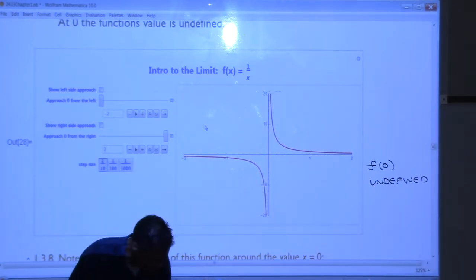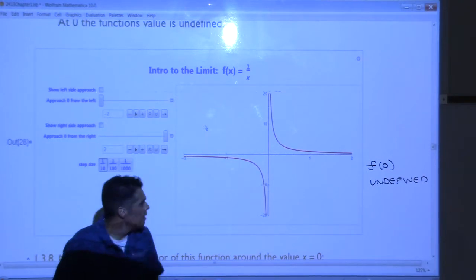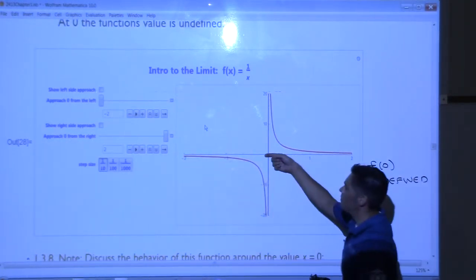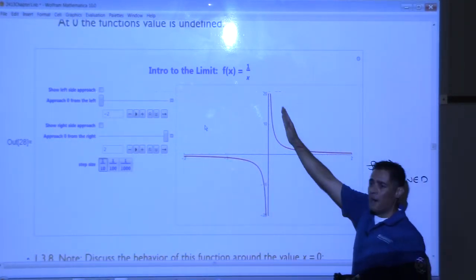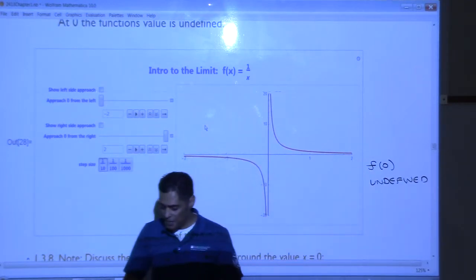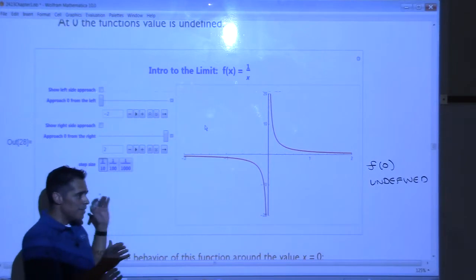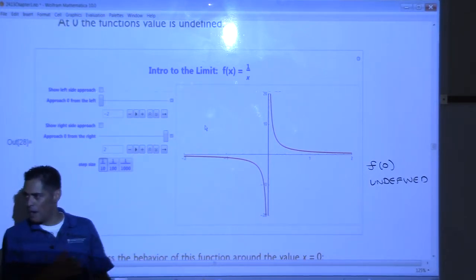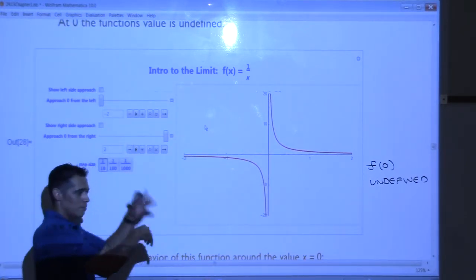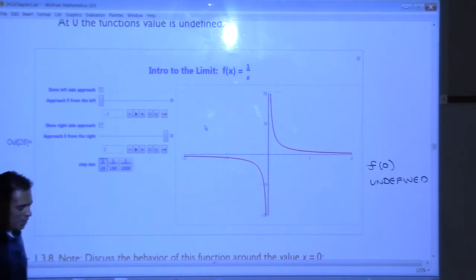And James, what about as we approach 0 from the right? It's headed to positive infinity. So this is an example where at 0, the function's undefined. From the left-hand side, it's headed to negative infinity, and from the right-hand side, it's headed to positive infinity. This one's really, nothing is consistent, right? Everything's kind of different.